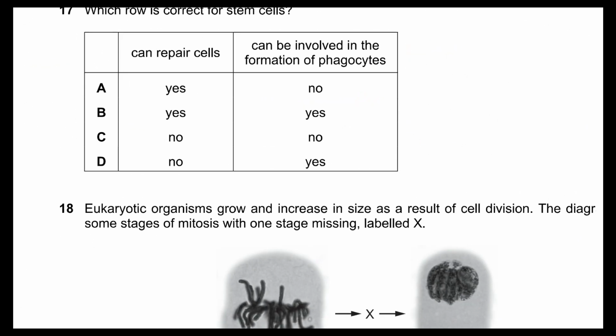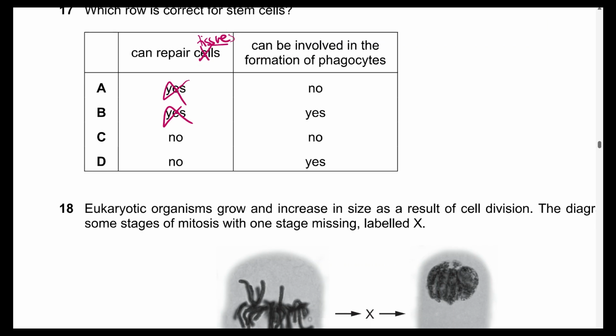Question number 17, which row is correct for stem cells? So, first of all, can repair cells and can be involved in the formation of phagocytes. Now, first of all, stem cells cannot repair the actual cell. It repairs tissues by differentiating and maturing into different types of cells, but that does not mean that it could actually repair the actual cell. Therefore, this is incorrect.